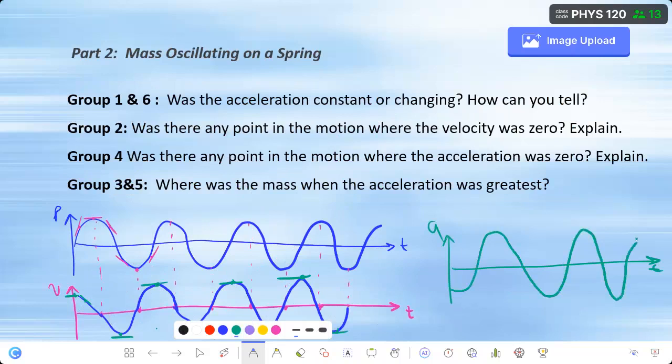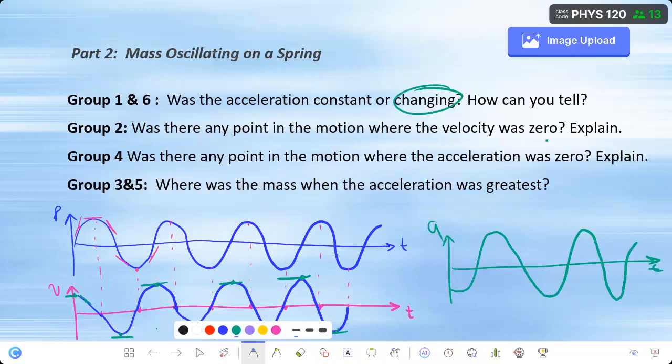Okay, now we can answer this question. Was the acceleration constant or changing? Perfect. How can you tell? Because the velocity was changing. It's the sine and cosine function. Good? And the acceleration is going to be cosine.